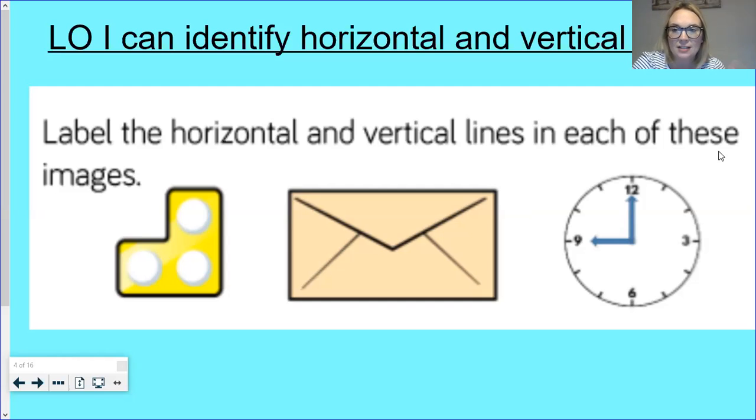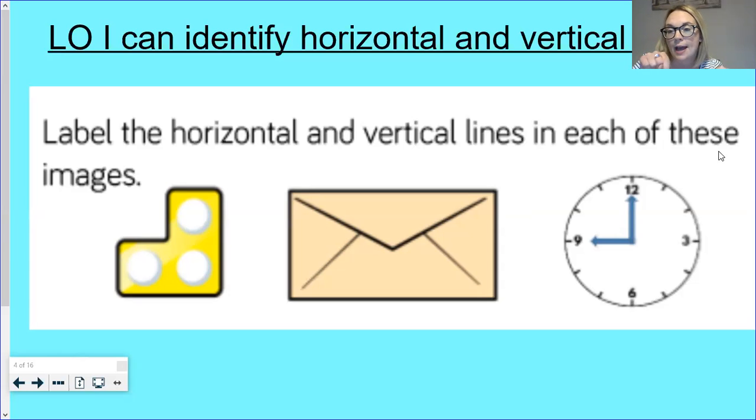Okay, so in the first image, a piece of Numicon, you should be able to see across the top a horizontal line, and then across the bottom a horizontal line, and then kind of halfway up on the left a horizontal line. So 3 horizontal lines, and you should also be able to see 3 vertical lines on that first shape.